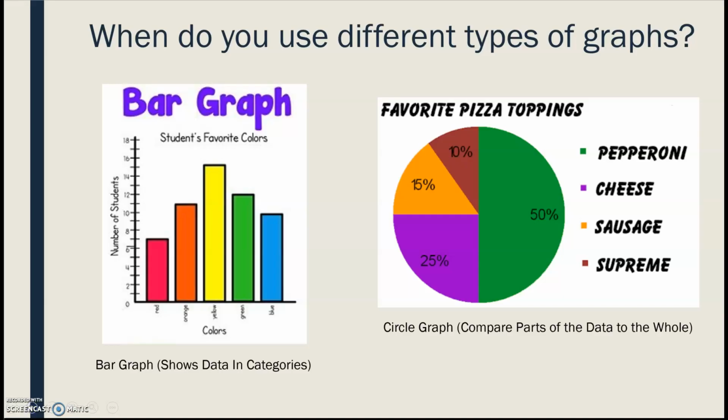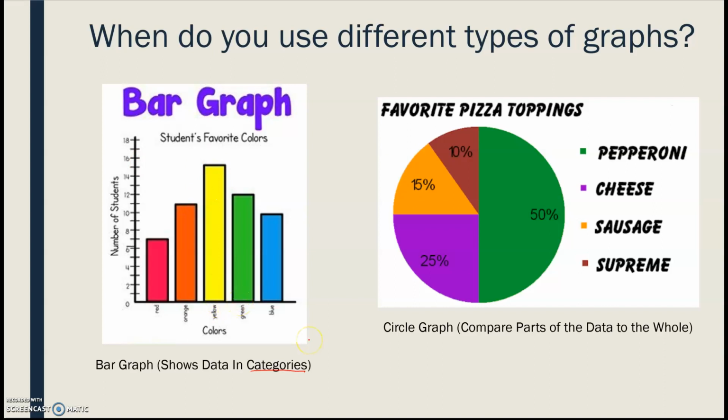All right, so data representation is going over all the different types of graphs that we learned and a few that we didn't learn when we were together in school. First of all, you need to know when different types of graphs are used. This first type of graph is a bar graph, and the bar graph shows data in different categories. You see how each one here is showing the number of students who chose red, orange, yellow as their favorite color, and so this is giving you the numeric value of students who chose that color, okay?